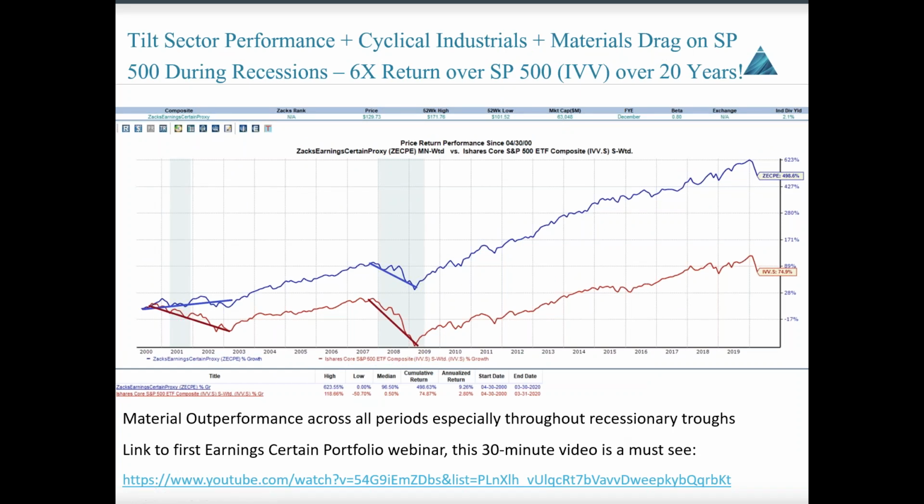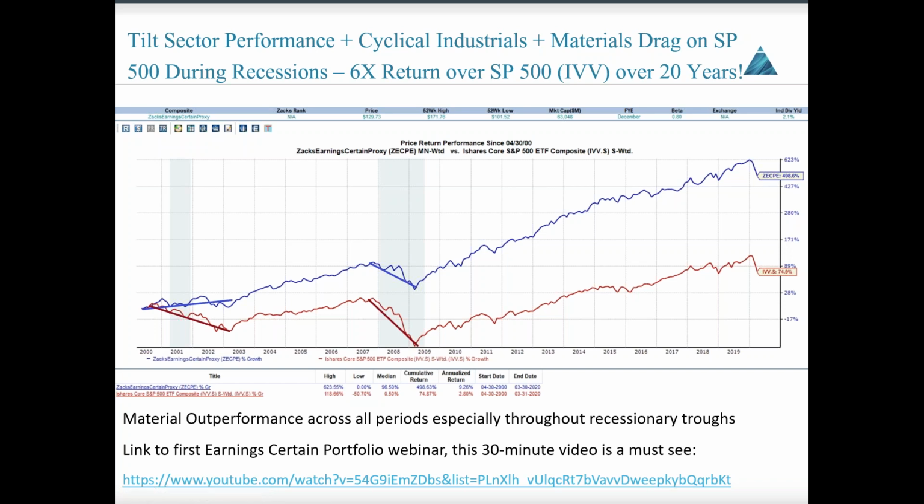This is a chart, and I went through this in great detail in our very first webinar, and in particular, what we're looking at is a 20-year history of price performance of the earnings certain portfolio, and this could be your own core equity portfolio. If we build a composite of your core equity portfolio that's not the earnings certain, I would hope that your core equity portfolio performs similar to the earnings certain. In other words, it doesn't give up as much alpha in the recessions as the broader S&P 500.